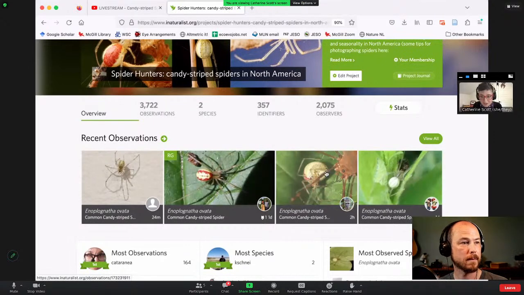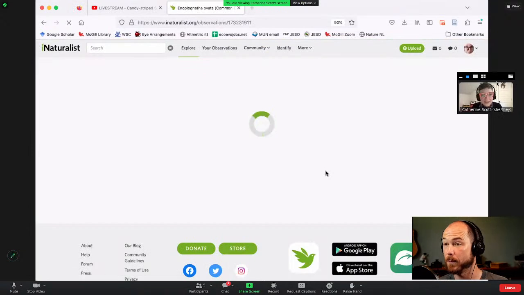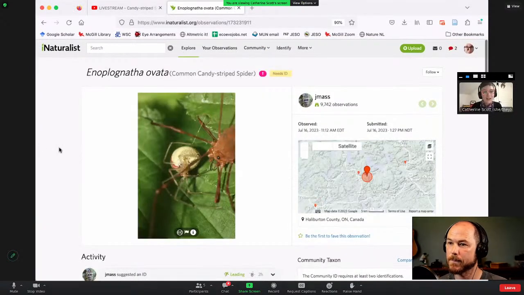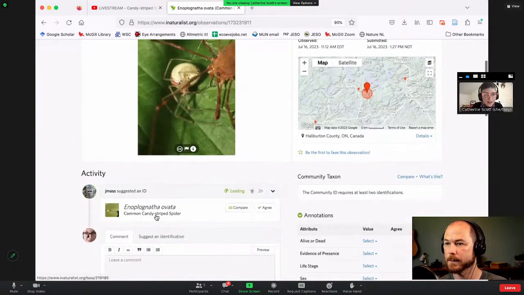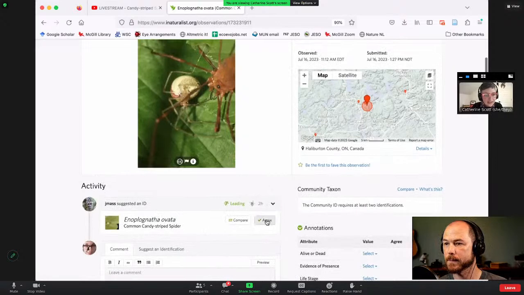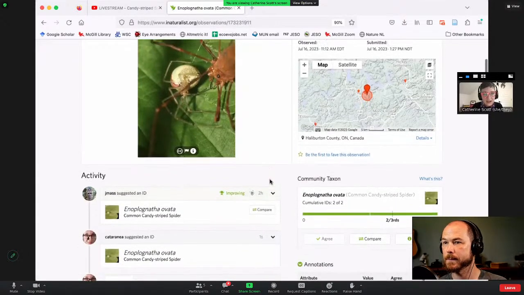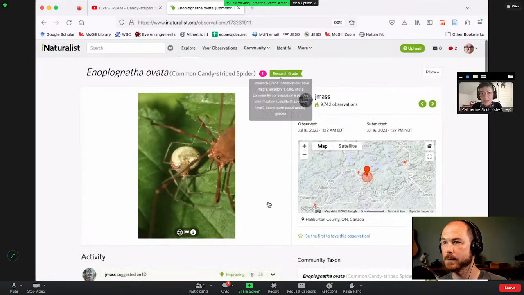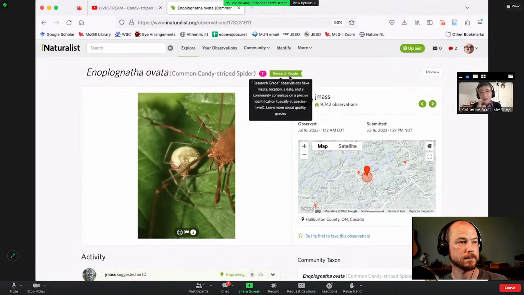I'm going to click on this one. This is new. I haven't seen this yet today. And this is really exciting because this appears to be a predation event. So this is a candy stripe spider for sure. The user who observed it has put that as the ID, and I'm going to agree with them. So this was from Ontario. That's fantastic. It's now just changed to research grade because it has a location, a date, and community consensus. So two people have agreed on what the species is, and that's fantastic.